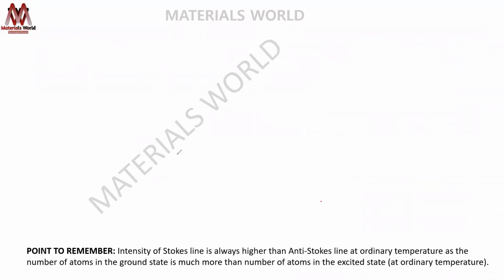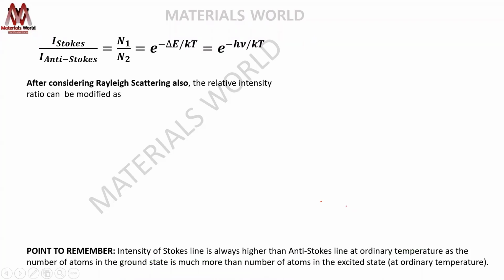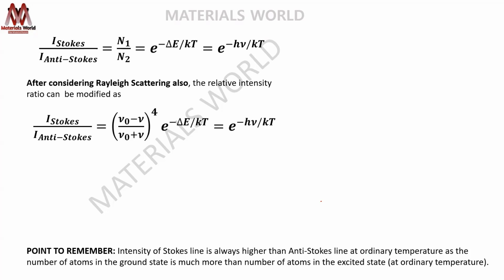Now one thing to remember: the intensity of the Stokes line will always be higher than the anti-Stokes line at ordinary temperature. The reason is that the number of atoms at the ground state will always be much more than in the excited state at ordinary temperature. Here we are not considering any Rayleigh scattering. We are thinking that only Raman scattering is observed, because we are filtering out all the Rayleigh scattering, that is, elastic scattering. But if you consider that, we can get a more accurate answer. So this is considering the factor of Raman scattering, where nu is the frequency of your Raman line, and nu naught is the incident frequency.